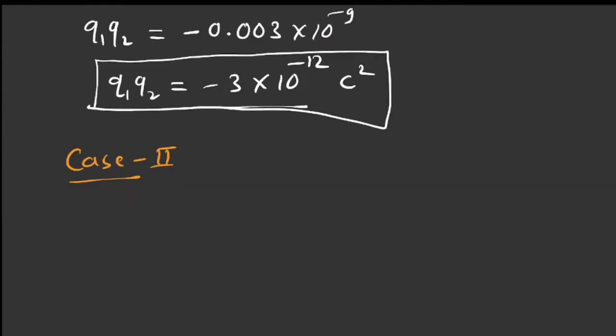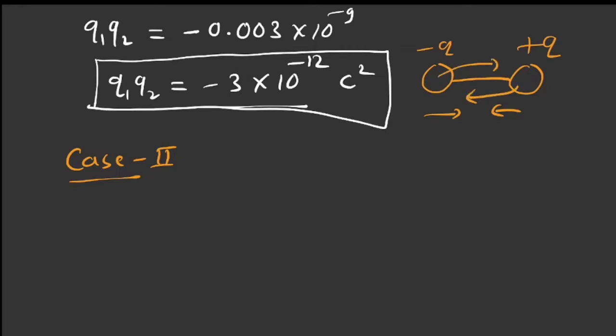See, we have two spheres, one charged negatively, minus q, and the other plus q. So when they are connected for a short interval of time by a copper wire, what happens? There is an exchange of charges between the spheres. Charges start moving, and this movement of charges is there until there is an equilibrium.